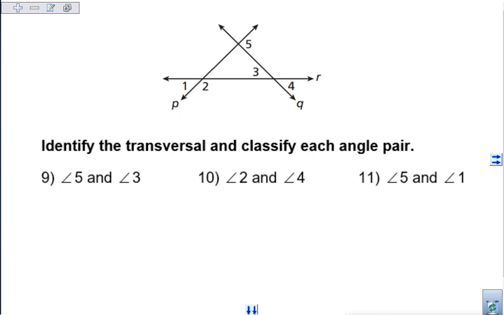Next up, we want to identify the transversal, meaning the line that's going through 2 or more other lines, and classify each angle pair. We are first looking at angles 5 and 3. So angles 5 and 3 are both on line Q, so that makes line Q our transversal. And notice they are on different sides of line Q, that makes them alternate. And they are in between the 2 lines that are being intersected. That makes them interior angles.